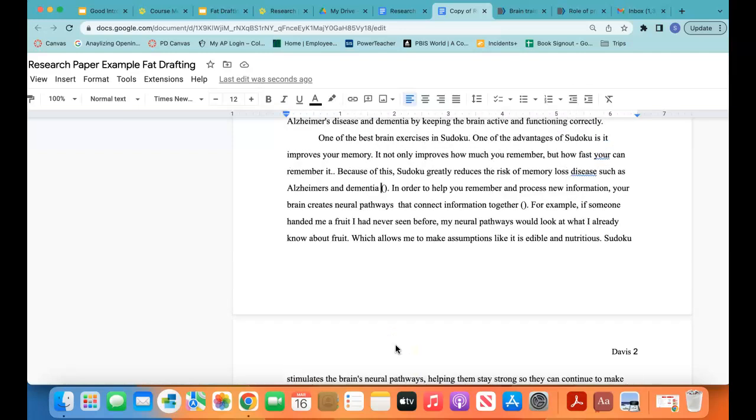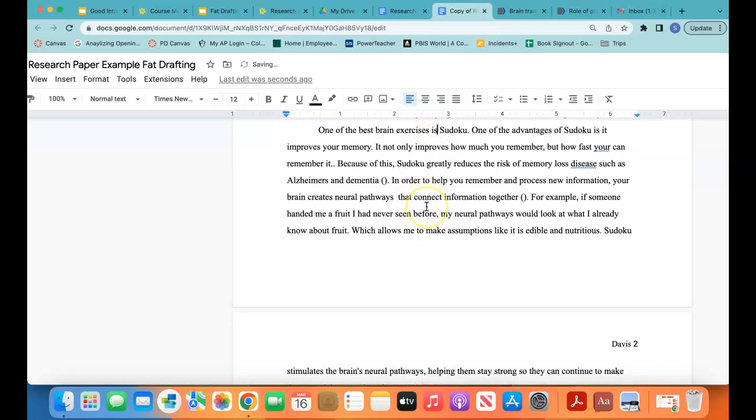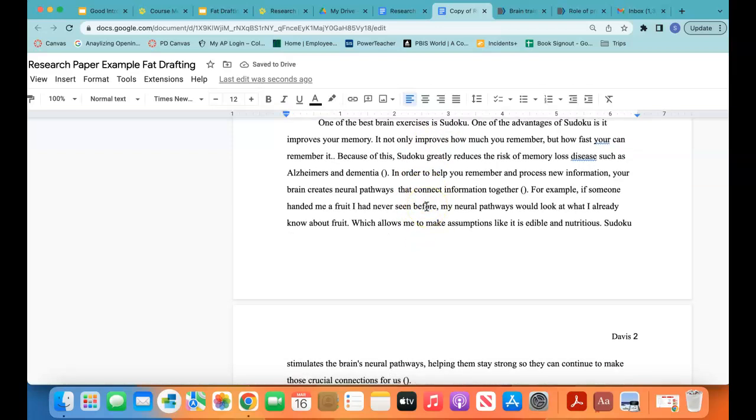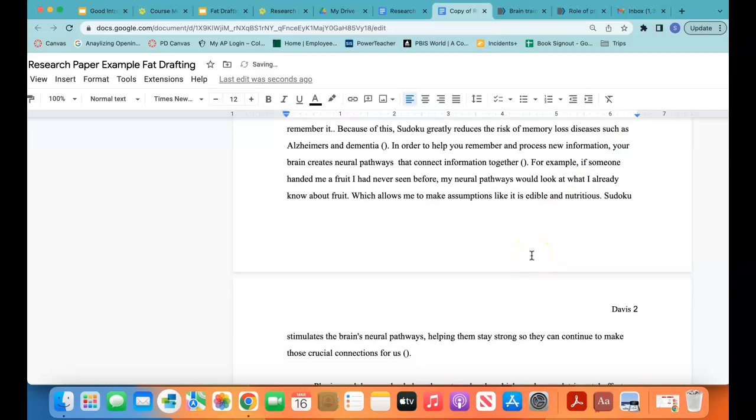One of the best brain exercises is Sudoku. One of the advantages is it improves your memory. It not only improves how much you remember, but how fast you can remember it. Because of this, Sudoku greatly reduces the risk of memory loss diseases such as Alzheimer's and dementia.